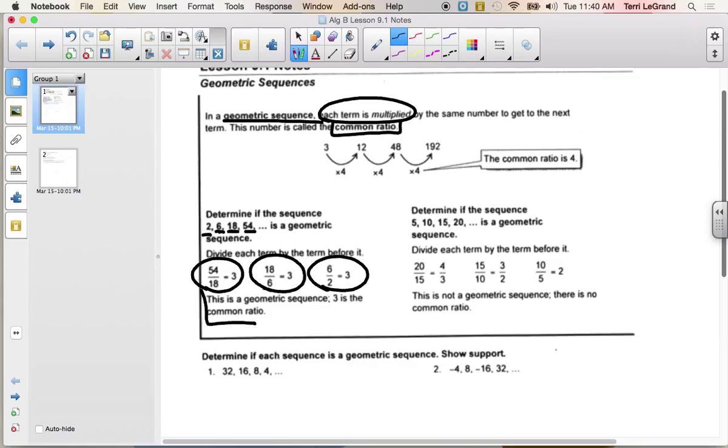Because it can break down actually. Sometimes it can work for the first 2 and then not work for the third one. So yeah, you do have to show that it works. You get the same ratio every time.